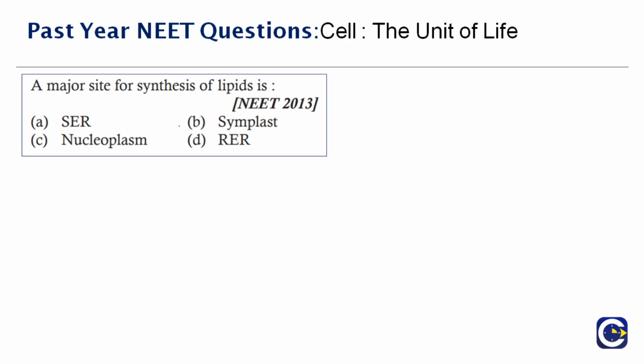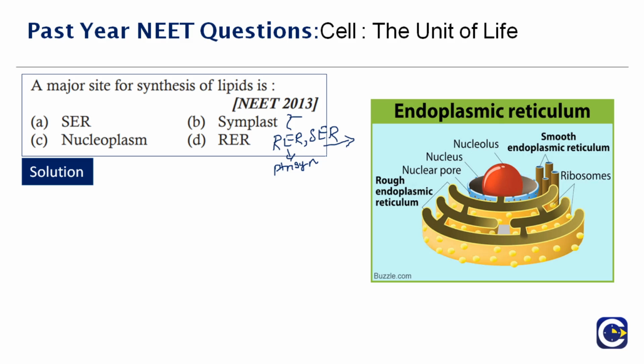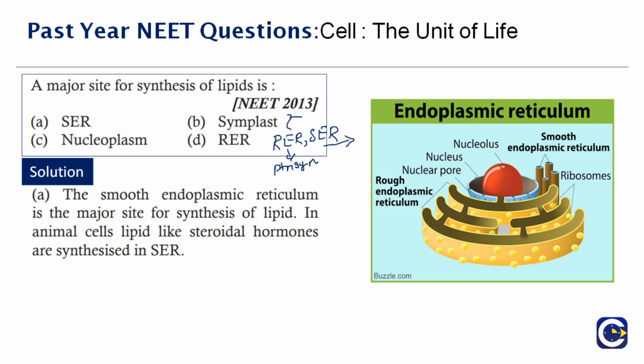Now let's move to the next question here. This question again in the year 2013. Easy question. The major site for synthesis of lipids is dash. We already saw the endoplasmic reticulum is divided into rough and smooth, and we all know the rough part is responsible for protein synthesis. So how about the smooth part now? It is responsible for lipid synthesis. Therefore the correct answer to this question is option A, smooth endoplasmic reticulum.